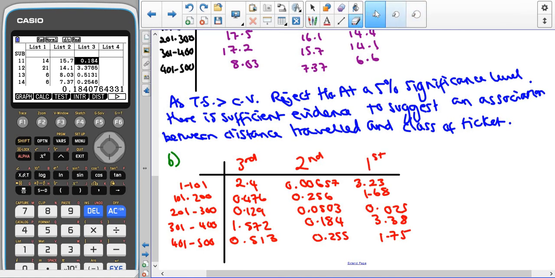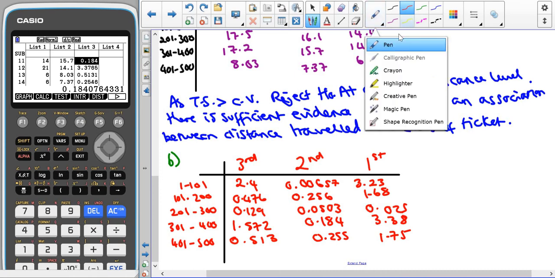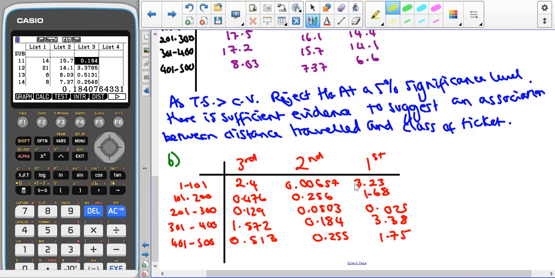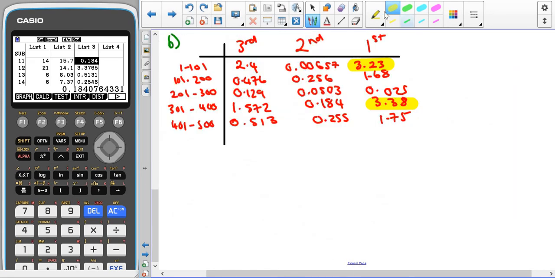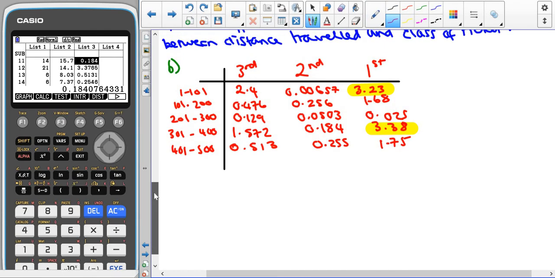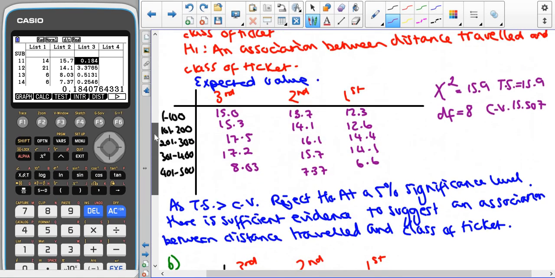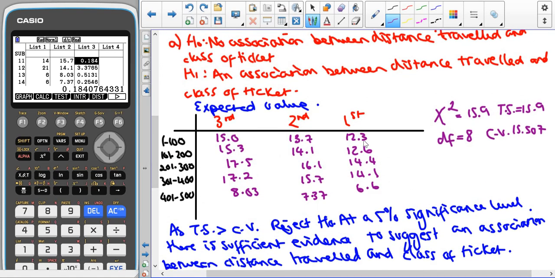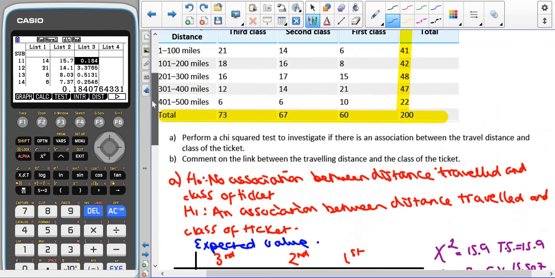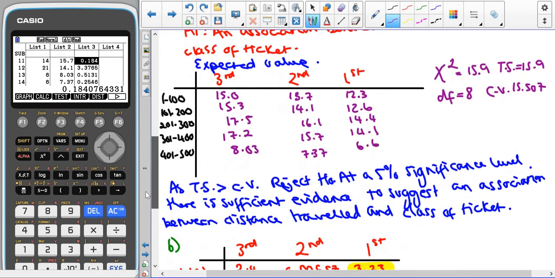So again, we're looking at our 2 largest values, which are the 3.23 and the 3.38. Nothing else is in the 3s or bigger. So those are the 2 that we're going to talk about. So again, in order to actually write our comparison, we now need to look back at the observed and the expected values. So if we have a look at this one first, the 3.23. So we were expecting 12.3 people to travel first class between 1 and 100 miles, but we actually had 6, so we had less than expected.